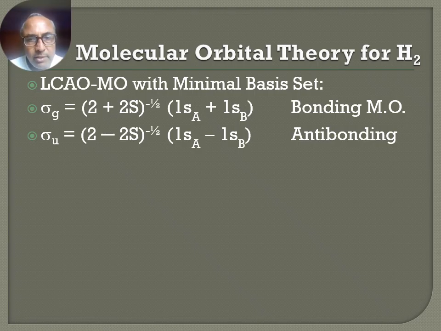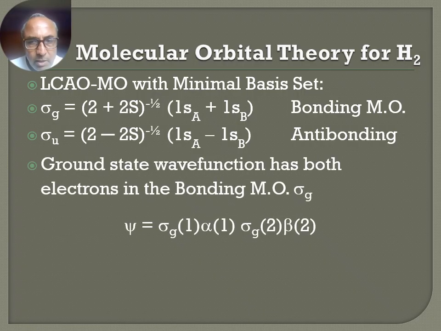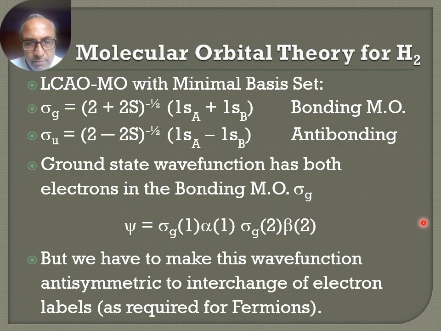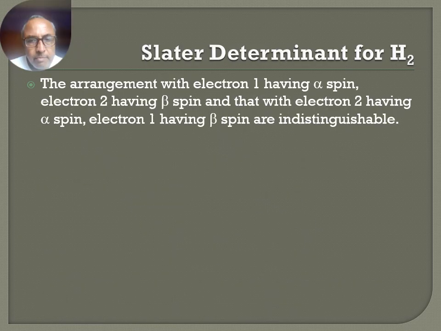We can now consider the case of the neutral hydrogen molecule with molecular orbital theory. The LCAO molecular orbitals stay the same as before, but since the hydrogen molecule has 2 electrons, we construct the ground state wave function by putting both electrons in the lower energy or bonding molecular orbital, one with alpha spin and the other with beta spin. But we have to make this wave function antisymmetric with respect to interchange of electron labels as required for fermions.